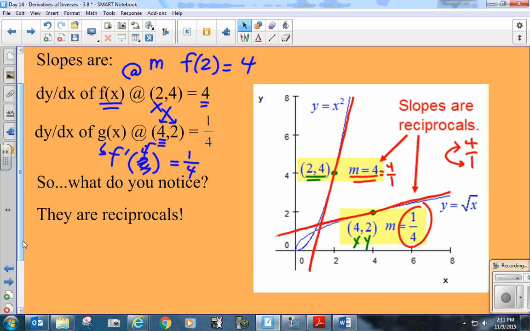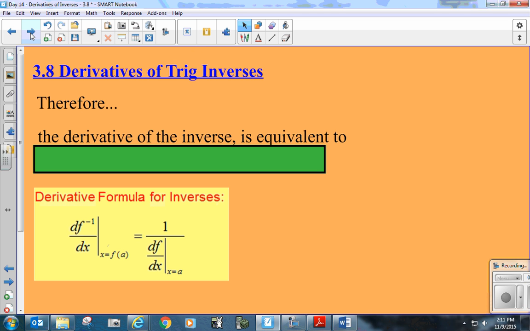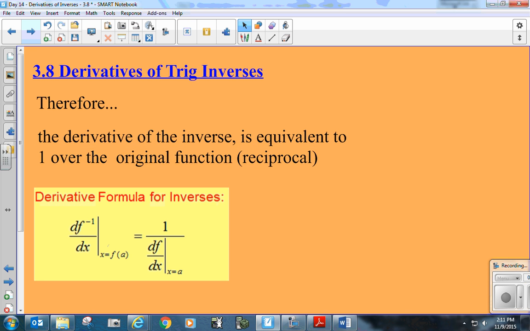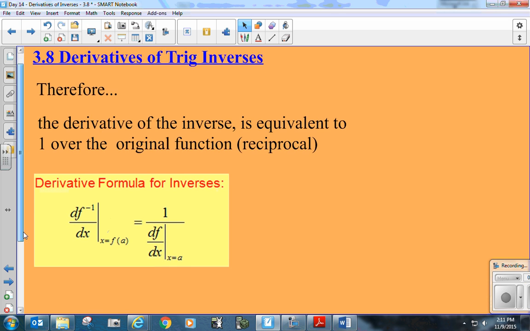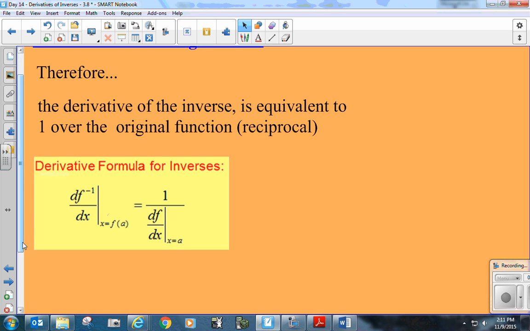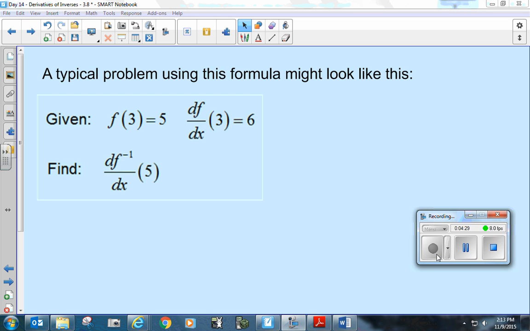So, with this in mind. The derivative of the inverse is equivalent to 1 over the derivative of the original function. It's the reciprocal. Okay. It's 1 over the derivative of the original function. Correct. A typical problem using that formula might look like this.